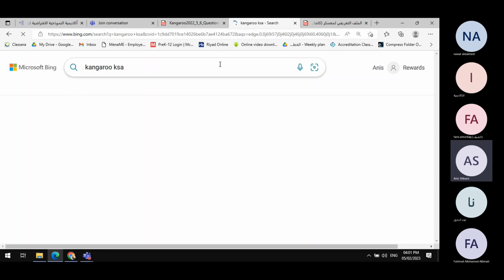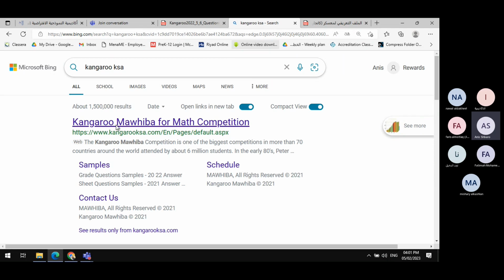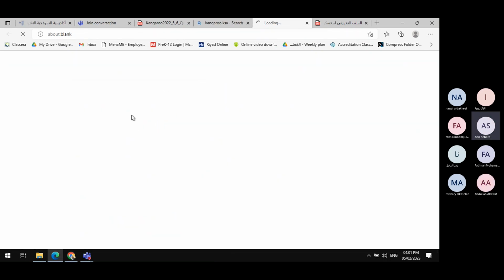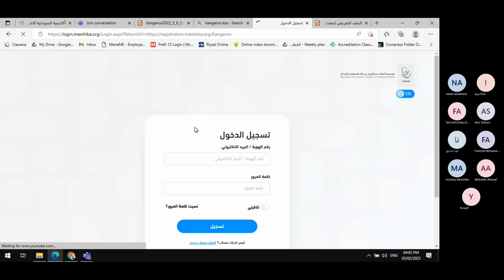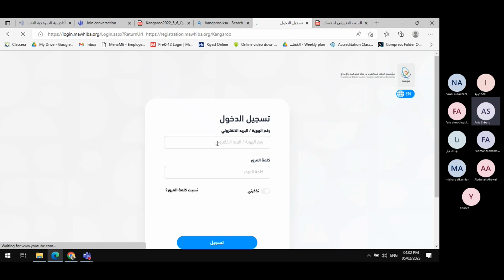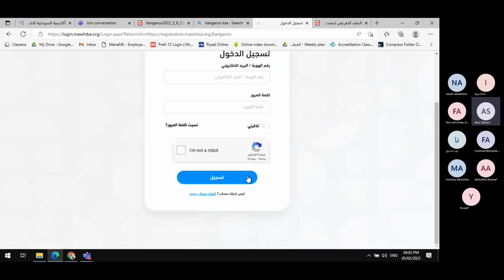First of all, if you didn't sign up yet, I'm going to show you the small steps how to do it. First of all, go to Kangaroo KSA, which is for Mohiba for math competition. And from the site, we can sign up easily. Registration. And of course, you're going to put your ID number or the email, and of course, the password you all use for Mohiba, and of course, you know it.